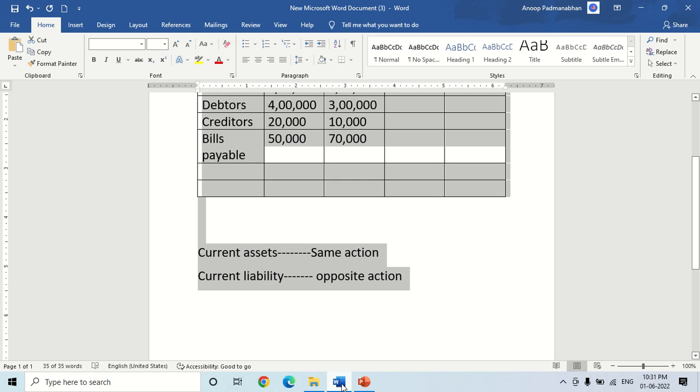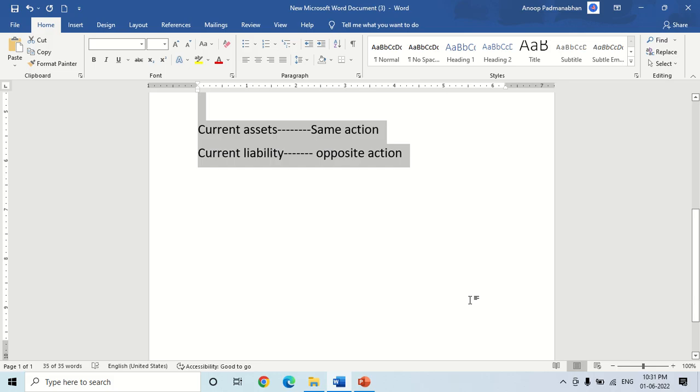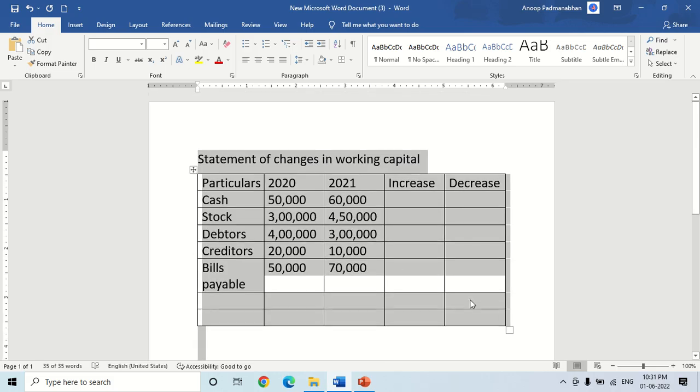Today we are going to learn the statement of changes in working capital. It is an exclusive part when we prepare the fund flow statement. Fund flow statement answer starts with the statement of changes in working capital. Even in many question papers, they can also ask 5 marks questions from this area.